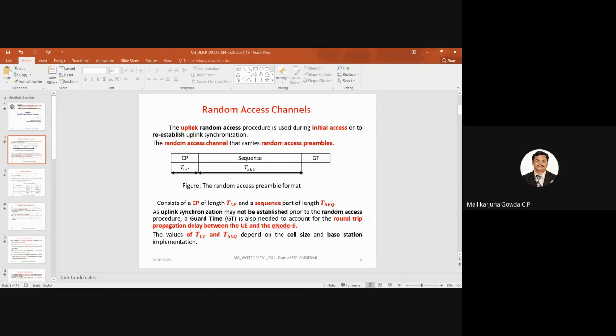The random access channel carries random access preambles. What is the format? It has a cyclic prefix, CP, then a sequence, and then the guard time. Let us see what the sequence carries. This is the format of the random access preamble.